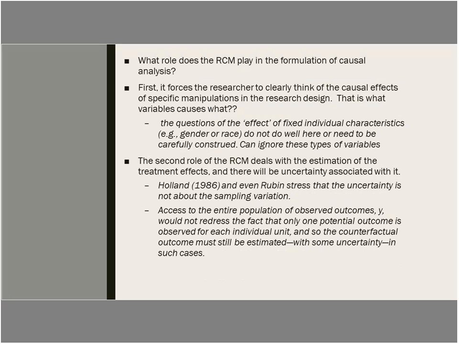And then the second most important part of RCM is the estimation of the treatment effects and whether or not there's going to be uncertainty. Holland and even Rubin suggest that uncertainty is not about sampling variation. So the entire population of observed outcomes would not redress the fact that you may only have one outcome observed for each individual unit. The counterfactual outcome must still be estimated, but you don't know it very well, so you have some uncertainty in that case.